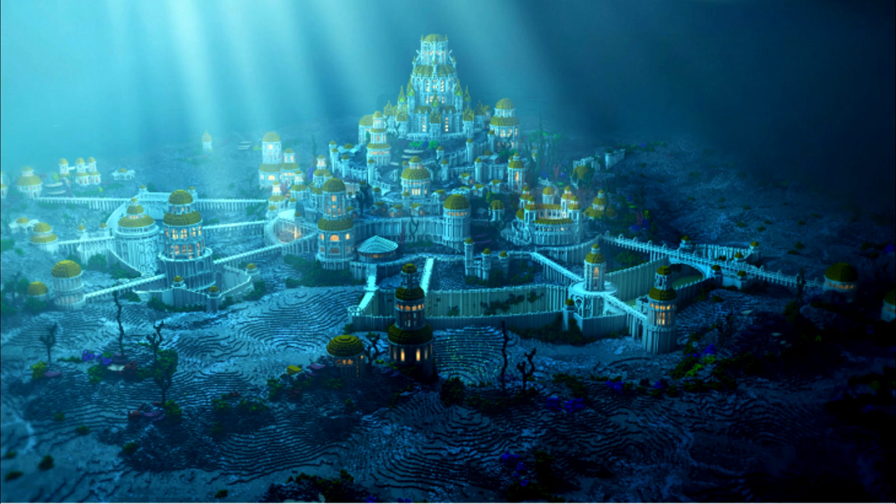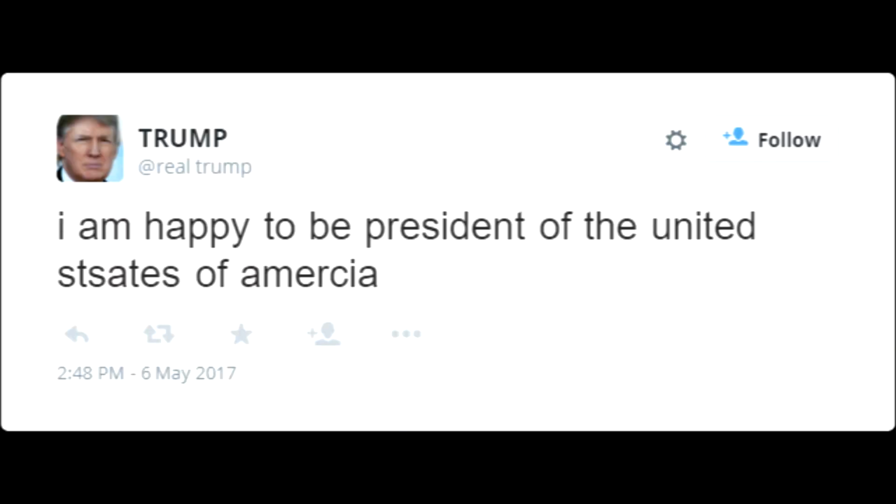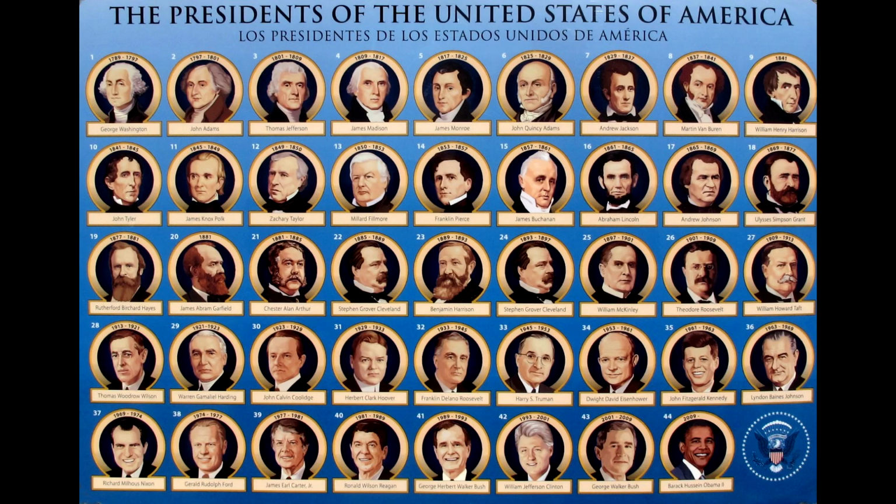What is he trying to tell us? Could this be the real location of Atlantis? Or something more? But let's look at one last piece of evidence. Let's go back to that tweet we saw at the start. Let's count how many letters there are. 45. And how many presidents have there been in the United States?